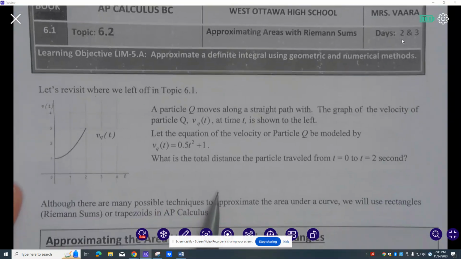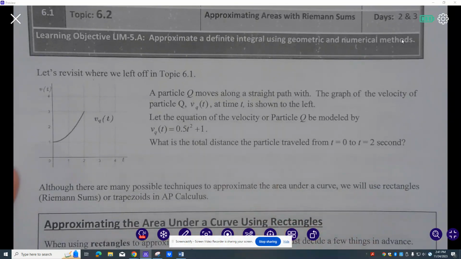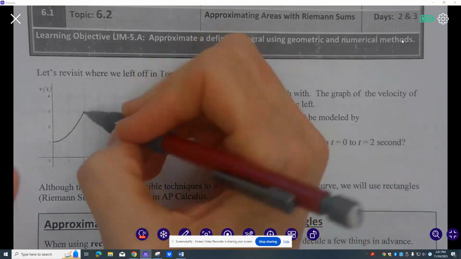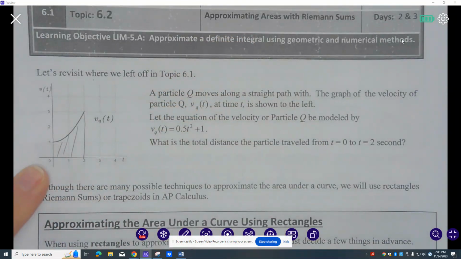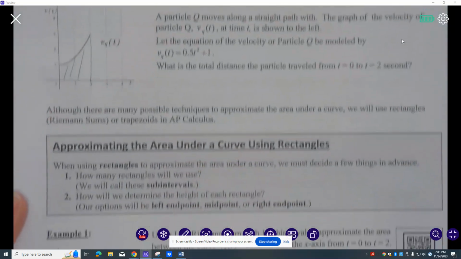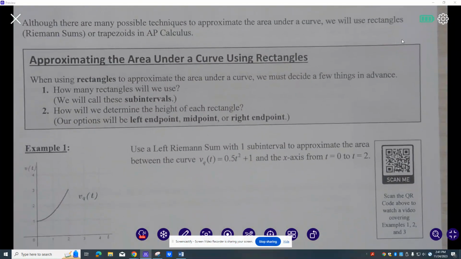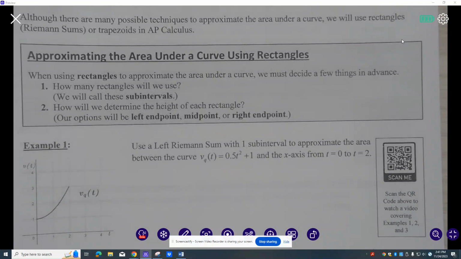So 6.1, the lesson ended with this example where we said we wanted to find the area under the curve between time equals 0 and time equals 2, but we had this curve. So the first way we're going to look at finding that area is we're going to use an approximation, and we're going to approximate the area using rectangles.